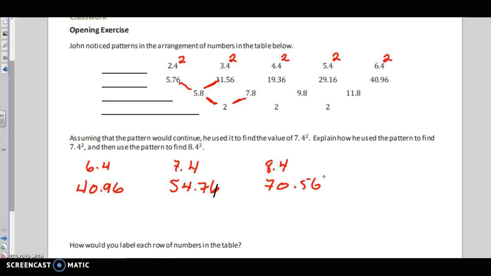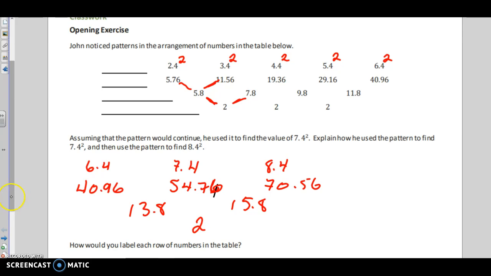And then I took the difference of the numbers. So 54.76 minus 40.96 gives me 13.8. And 70.56 minus 54.76 gives me 15.8. And when I take the difference of 15.8 and 13.8, I get 2. So I'm back to that constant of 2.